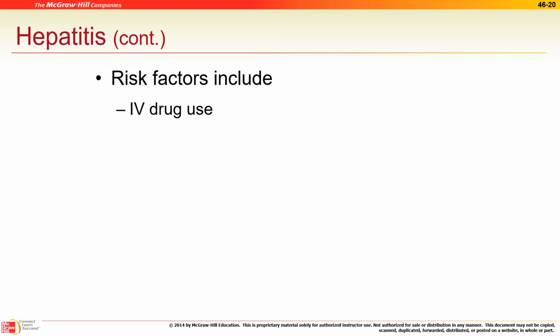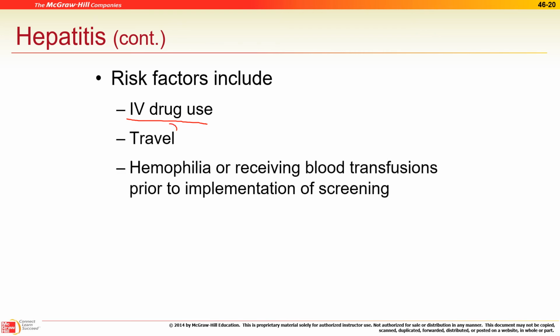Similar to HIV, if you have blood and bodily fluids being exchanged, you have a high chance of spreading it. Certain areas of the world are very close quarters, so a lot of hepatitis. And then if you're hemophilic or get a blood transfusion, they used to not screen for it. So before the 90s, I don't think they screened for it.